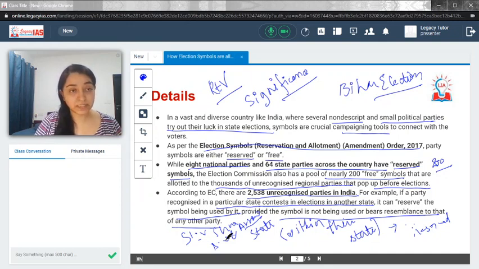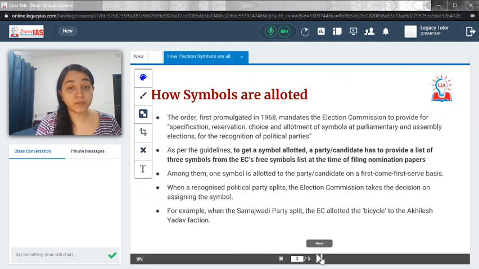So they can use their reserved symbol in other states also, provided that it does not resemble a symbol which is already reserved in that state. So these are certain criteria. Now let's try to see the whole process, how symbols are allocated.